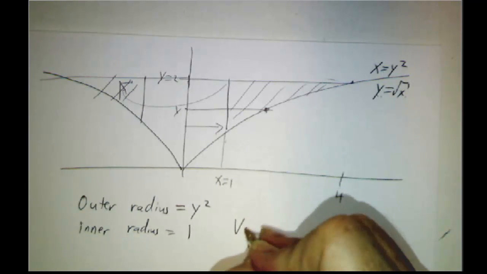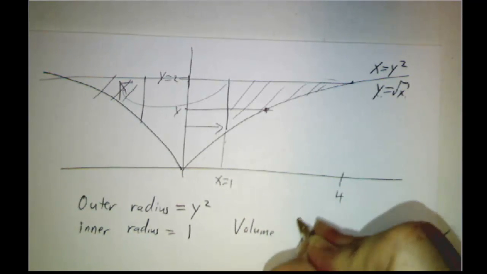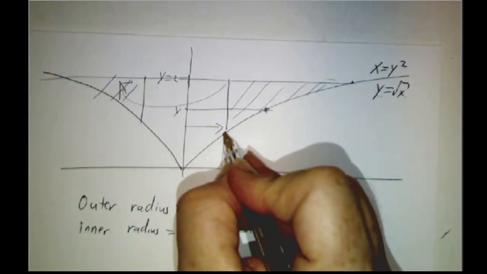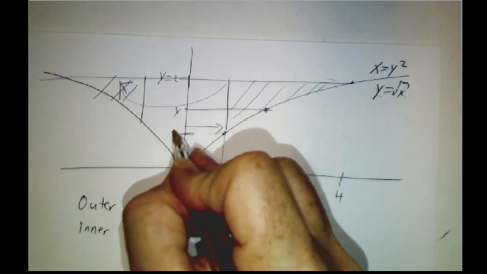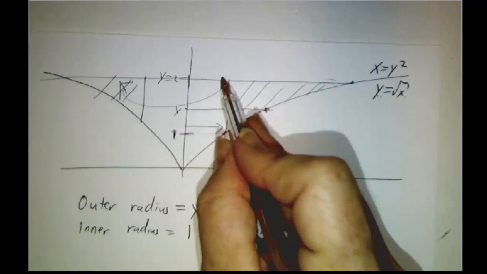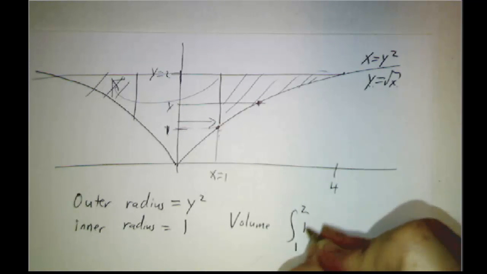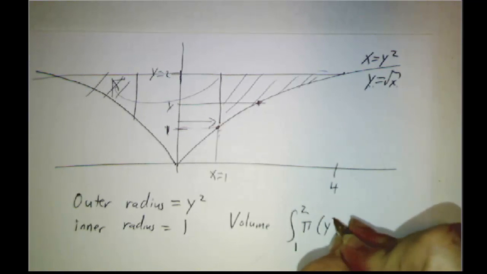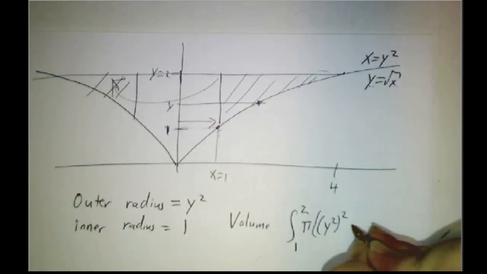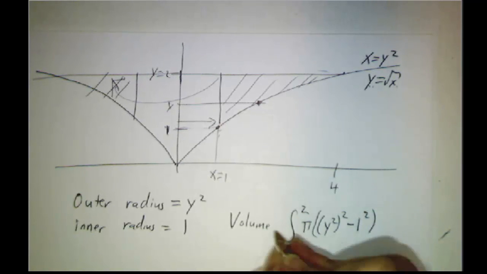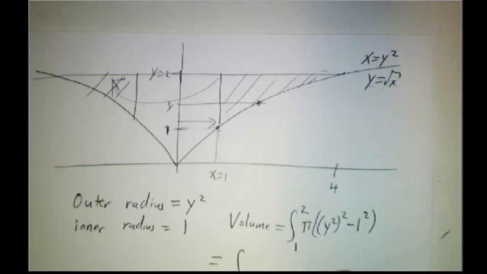So our volume is the integral as y goes from, well, let's see, when x is 1, y is 1. So y goes from 1 to 2 of pi times y squared squared minus 1 squared. So that is the integral from 1 to 2 of pi times y to the 4th minus 1 dy.